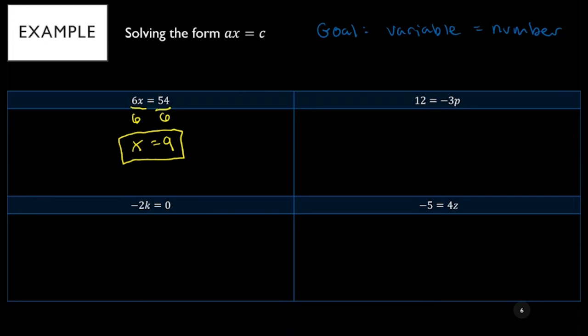And so that's still multiplication. There's no symbol between the 3 and the p, so that's multiplication, and so we need to divide to get rid of it. And if it's a negative, you're always going to divide by the negative. We divide by the whole thing. So if we see a negative 3, we need to divide by negative 3.